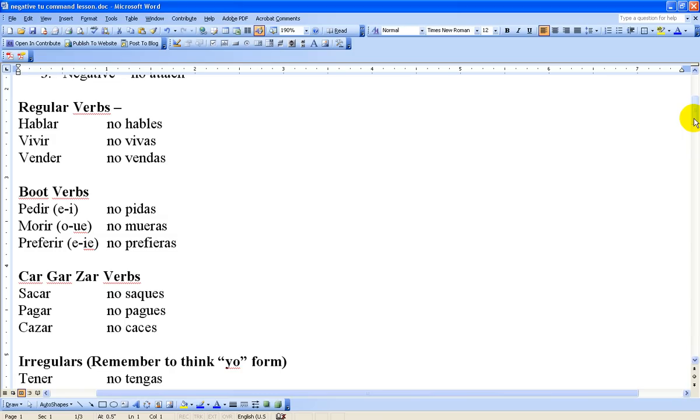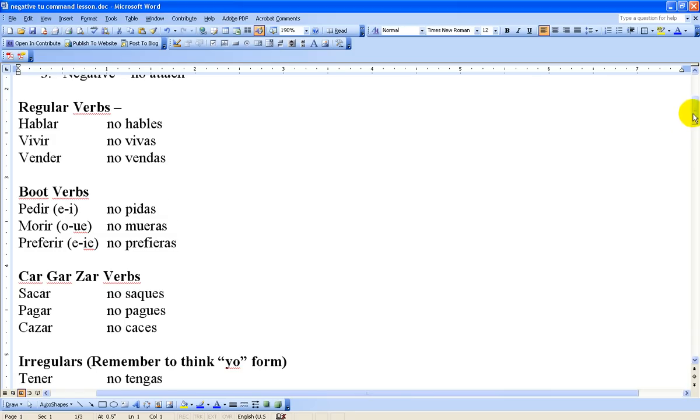Car, gar, zar verbs. Hopefully you at some point have had some experience with these car, gar, zar verbs when learning the preterite or when learning the usted and ustedes commands. The change is the same as in the usted and ustedes commands, except for obviously the S at the end of it. So sacar is going to be no saques. We change the C to a QU to keep that K sound. Pagar, no pagues. We have to stick a U in there to keep the G sound. And casar, no cases. We just have to change the Z to a C. There's no phonetical reason for it, but that's just the way it is.